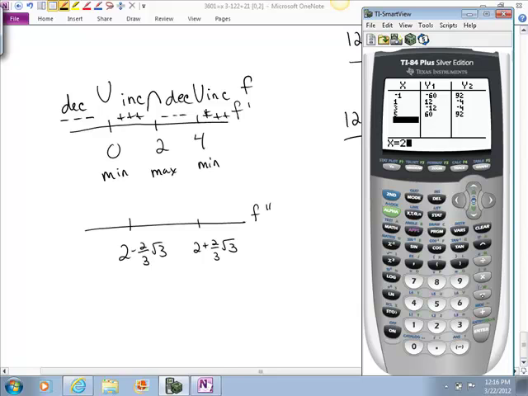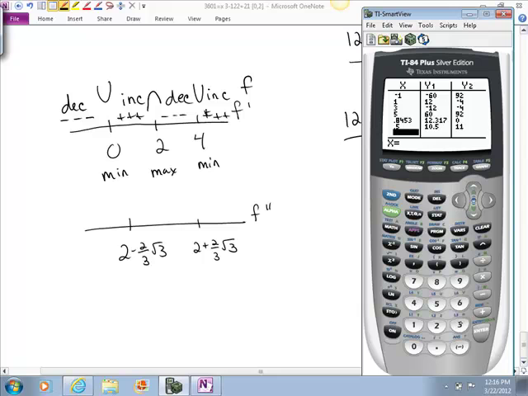2 minus 2/3 times the square root of 3. That number is 0.845. Okay, so we could try a number to the left of that, like 0.5.